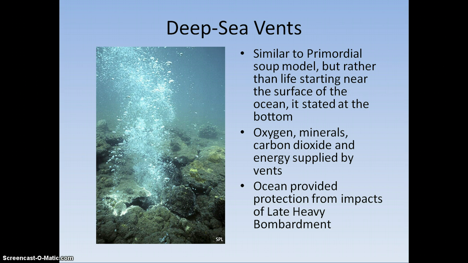So really similar to the primordial soup model is the deep sea vent model. And essentially, it's about the same, except instead of life starting at the surface of the ocean, it started at the bottom near these hydrothermal vents, which provided oxygen, minerals, carbon dioxide, and energy to the life that was arising during that time. Another reason why scientists think that the deep sea vent model is viable is because the ocean above it provided protection against the heavy impacts coming in during that time.